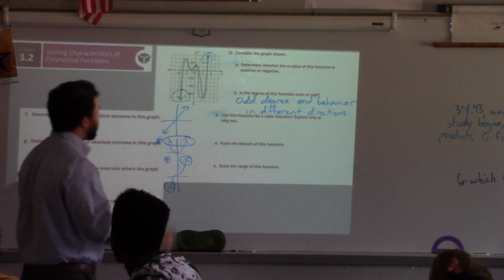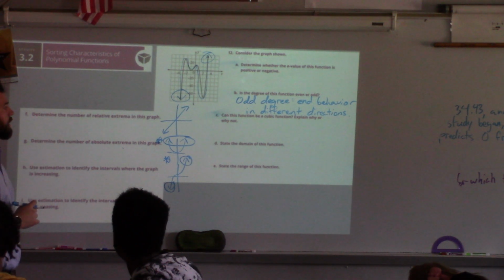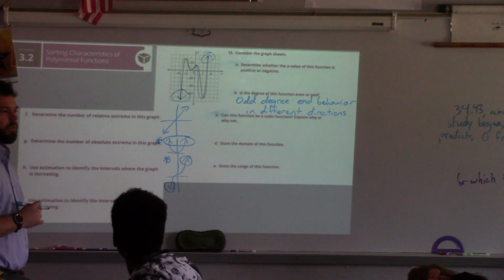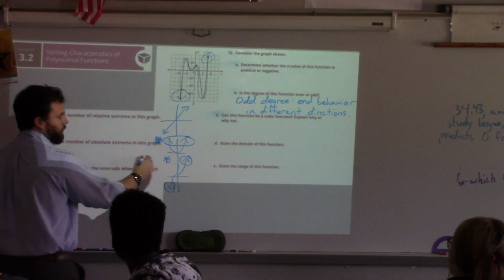But could this be a cubic? That's what C is asking. Can this function be a cubic? No. Why not? The arrows aren't going... That's a quadratic you're thinking about, right? X squared. Cubic is like this.